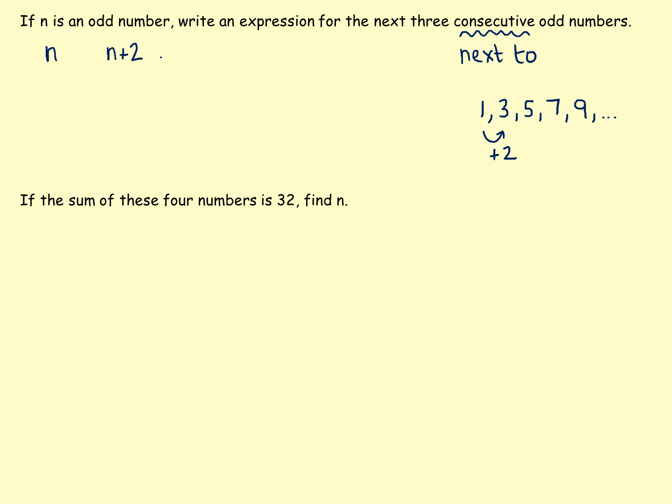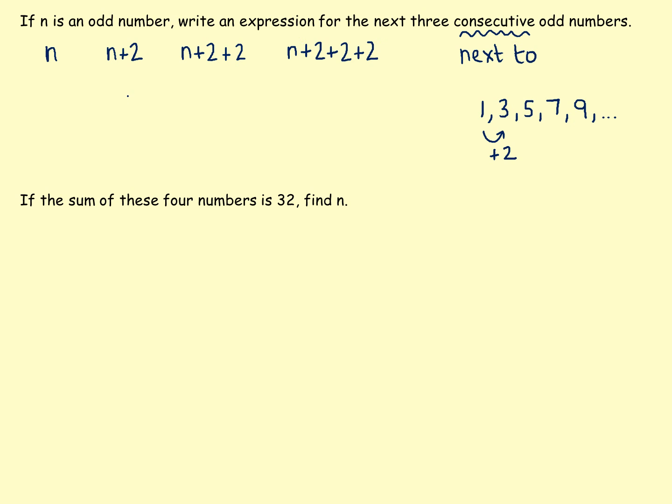To get the one after that, I start with this one, n plus 2, and add another 2 on. And to get the one after that, I start with this number here, n plus 2 plus 2, and I add another 2 on. And if you want, you can check that you're correct. Pick a number for n. So if n's 1, the next one is 1 plus 2, that's 3. 1 plus 2 plus 2, that's 5. 1 plus 2 plus 2 plus 2, so that's 7.